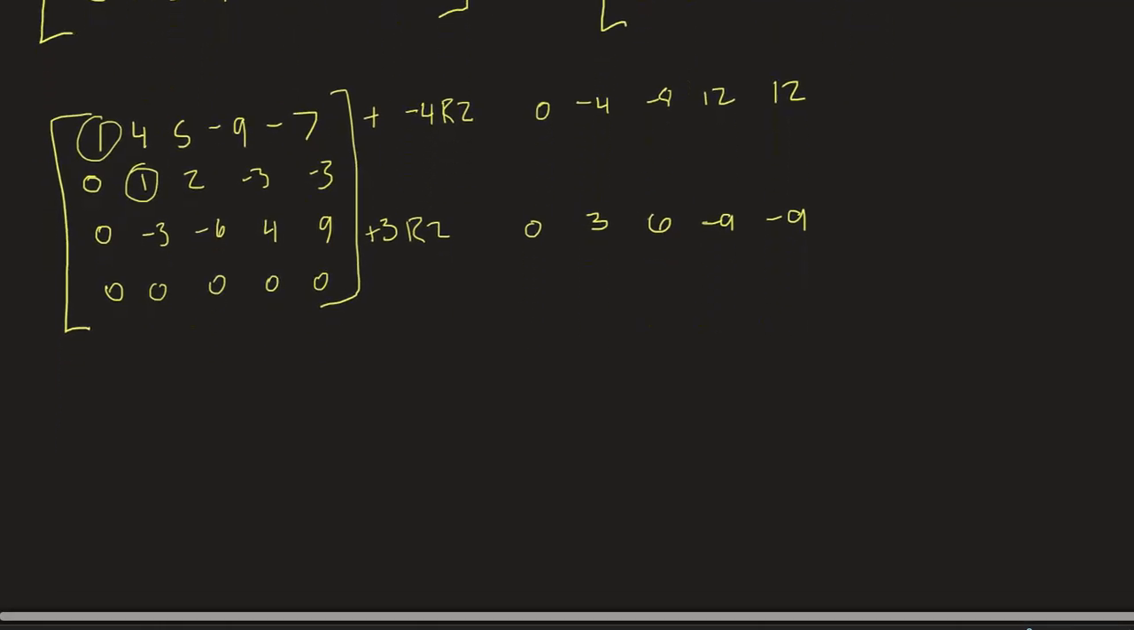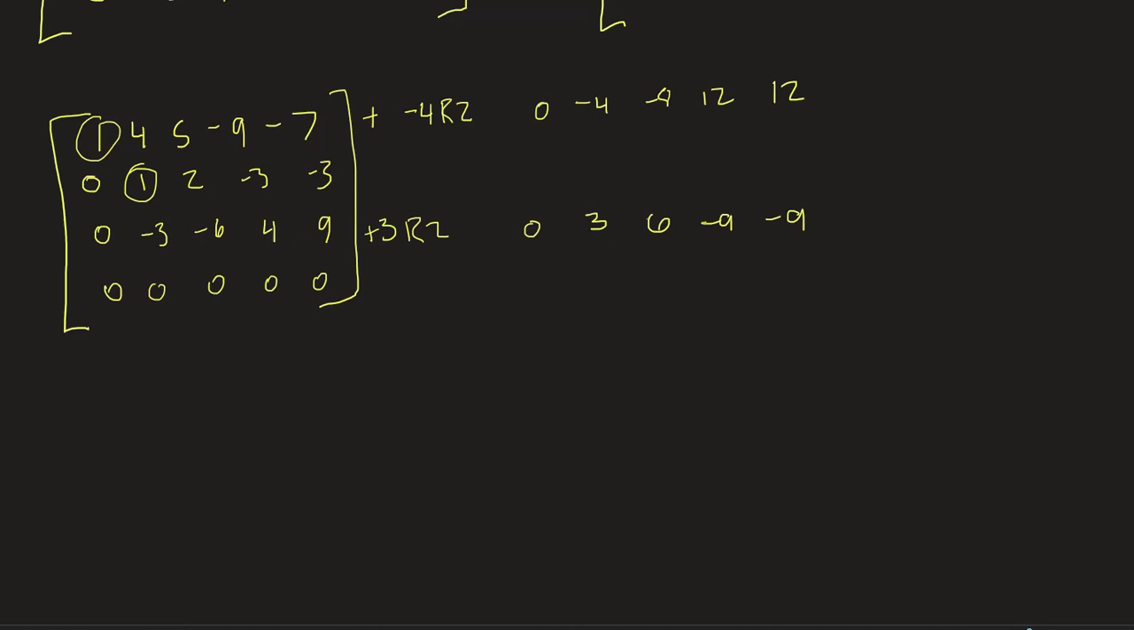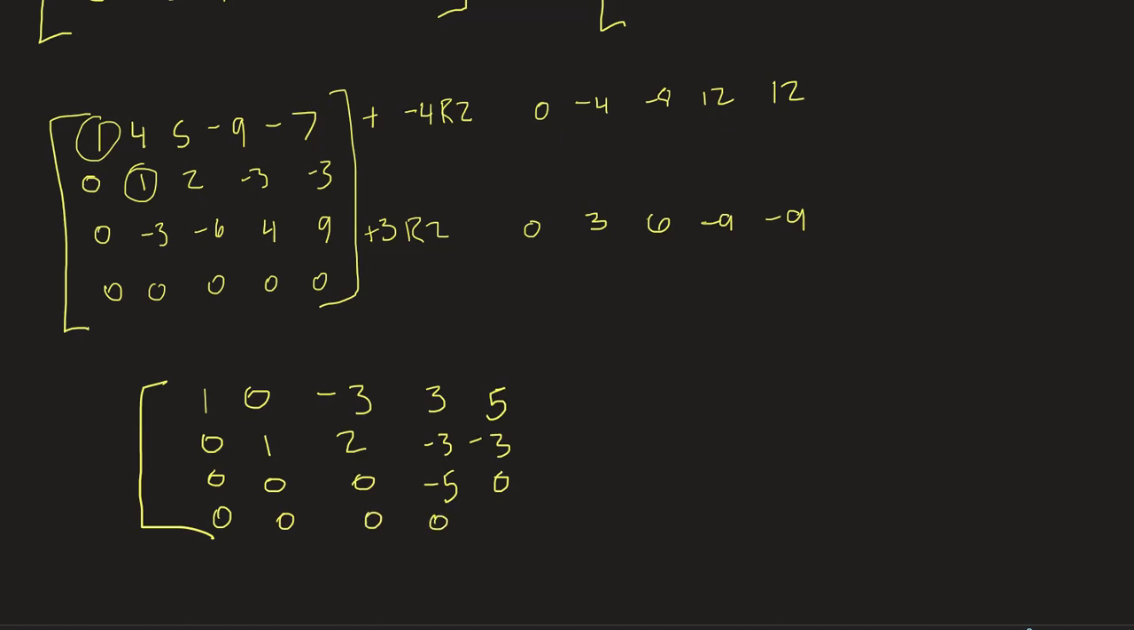Alright, so that gets me 1, 0, and 5 plus negative 8 is negative 3. Negative 9 plus 12 is 3. 12 plus negative 7 is 5. Leaving this one alone. This one becomes 0, 0. 6 plus negative 6 is 0. Negative 9 plus 4 is negative 5. Negative 9 plus 9 is 0. And then I have a row of all zeros.